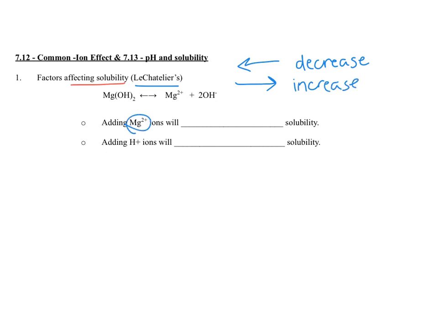So adding magnesium ions, that's over here on the right side, which is going to cause it to shift to the left. And if it shifts to the left, it's going to decrease solubility.